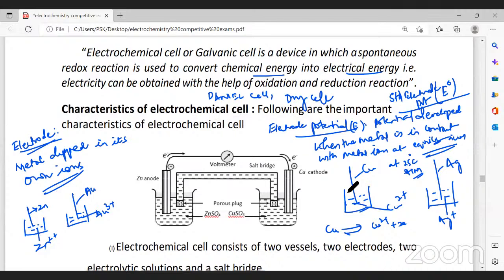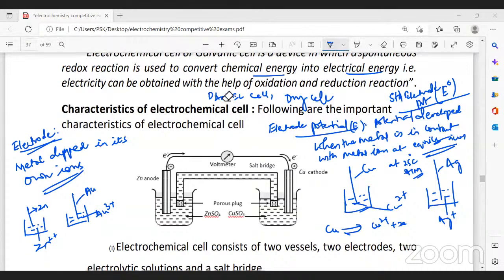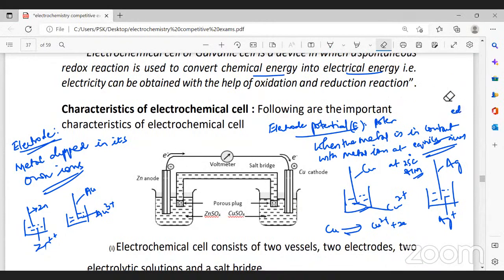Yes, sir. Now, 3 definitions we learned. The first is electrode, the second is electrode potential, the third is standard electrode potential. Standard electrode potential is defined as the potential developed when the metal is in contact with its own ions at equilibrium, at 25 degrees Celsius and 1 atmospheric pressure. That's called a standard electrode potential. No problem with this? Students, everybody followed? Yes, sir.